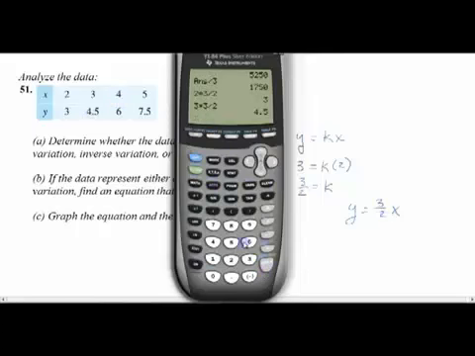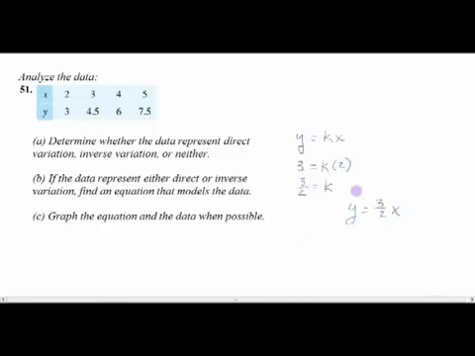Let's put 4 into the model. 3/2 times 4. We've got a 6. And let's try with a 5. 5 times 3/2. 7.5. So we did get the correct outcomes every time we use that model. So this is the model, and we know that it's a direct model.